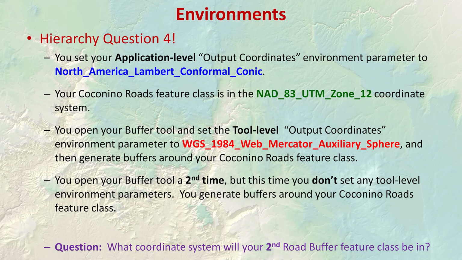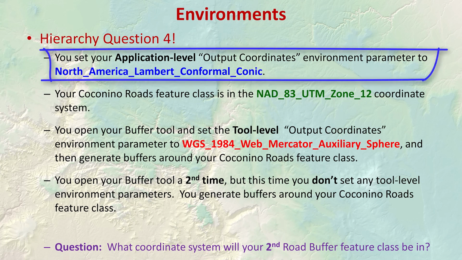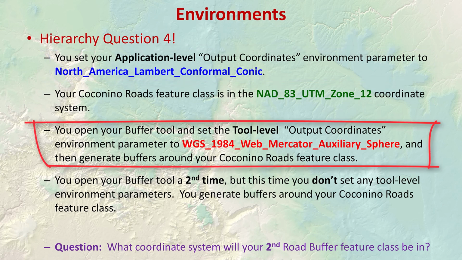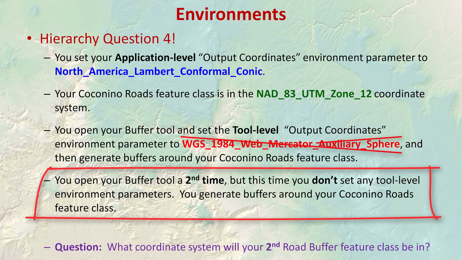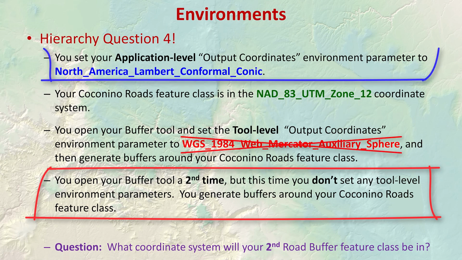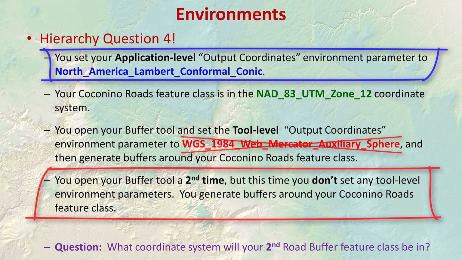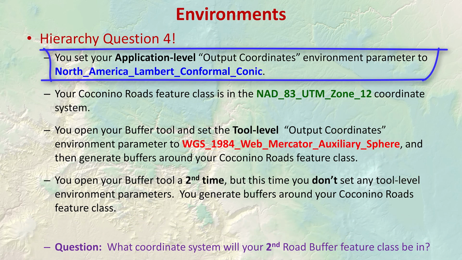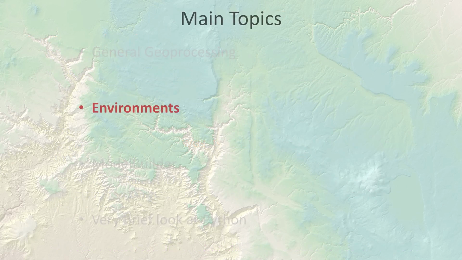Okay, so now we're getting at how long does a tool environmental setting last. The application level will last as long as your project is open, and if you save your project and reopen it, it'll still remember your application level settings. The tool setting, however, only lasts for that single run of the tool, and then ArcGIS Pro forgets it. So when we open the buffer tool the second time, it's going to revert back to the application level settings. Therefore, the second road buffer feature class is going to be in the North American Lambert Conformal Conic. All right, hope that makes sense.